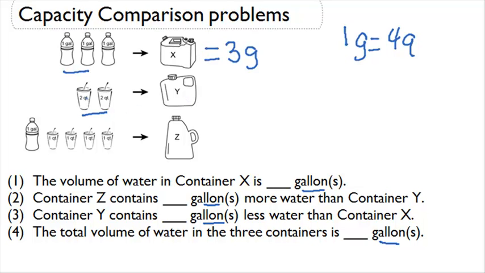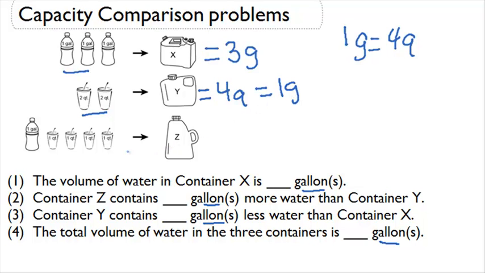Container Y has 2 quarts plus another 2 quarts. That's equal to 4 quarts. And if I look at my formula, I can see right off that 4 quarts is equal to 1 gallon. So I know that container Y can hold 1 gallon.